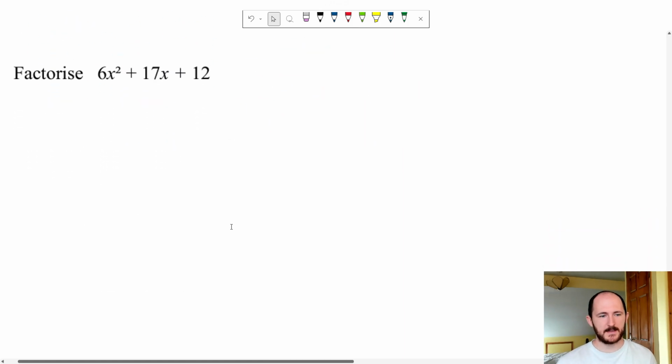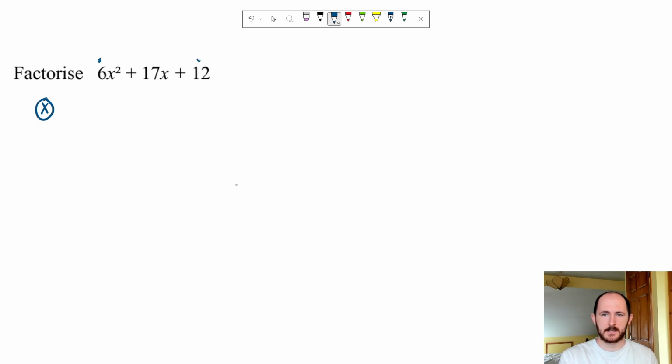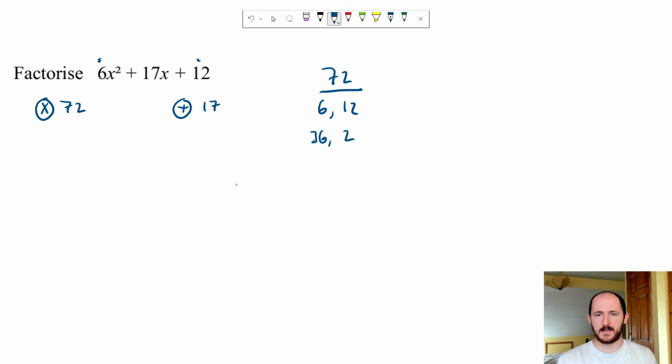So the numbers are a little bit bigger this time, but again, imagine trying to do this without this method. Cool, let's see if you got it right. So we're multiplying to 6 times 12, which is 72, and we're adding to 17. So again, let's write all the factors of 72. Well, obviously we have 6 and 12, but that adds to 18, not 17. What else do we have? We have 36 and 2, but that adds to 38, not 17. We also have 9 and 8, which does add to 17.